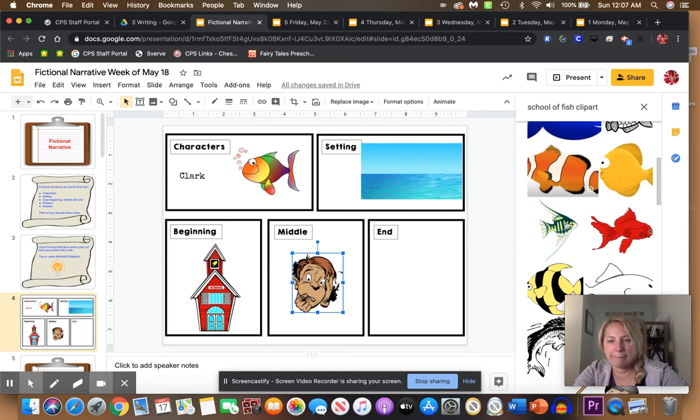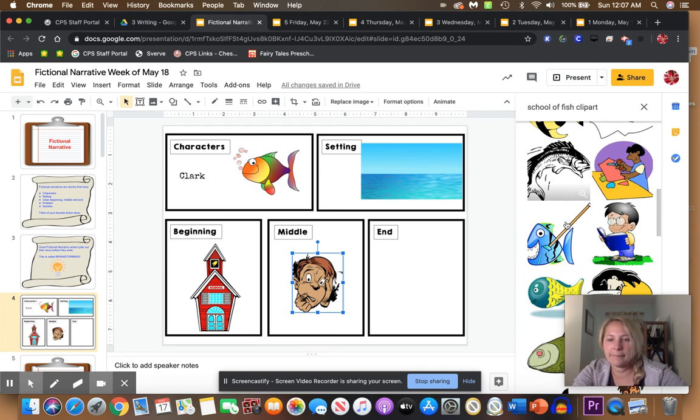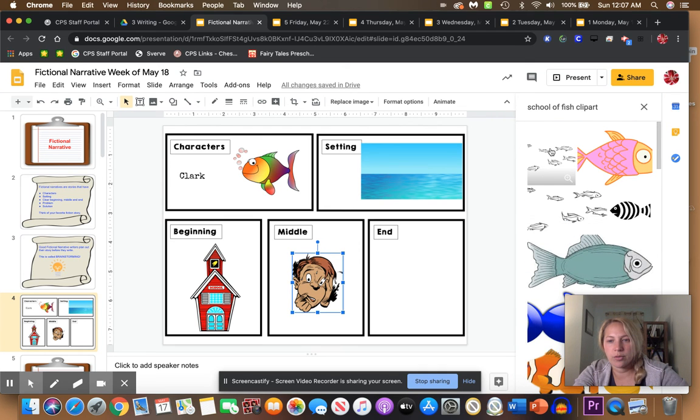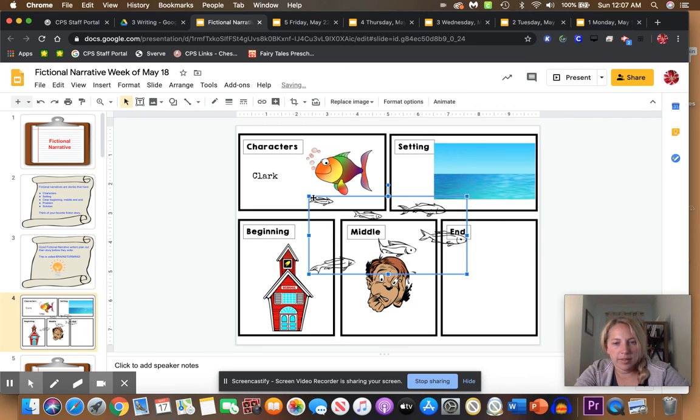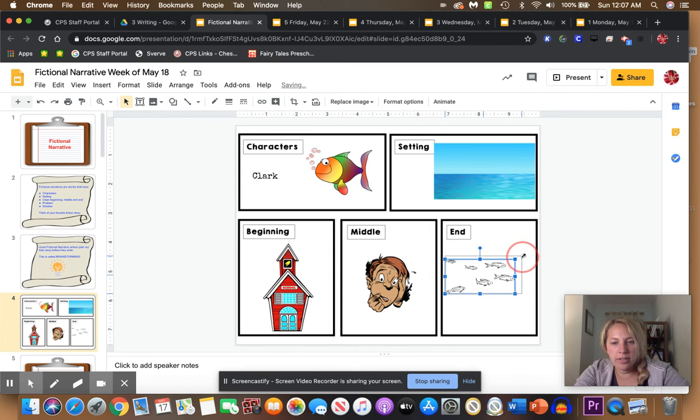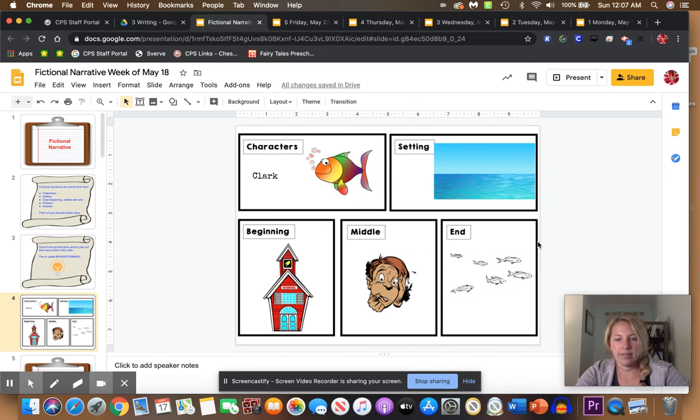Let's see. Let's do this one. I know it's black and white, but at least it could be Clark and all of his fish friends are having fun together at school. And that would be my story. So that's all I have to do for today.